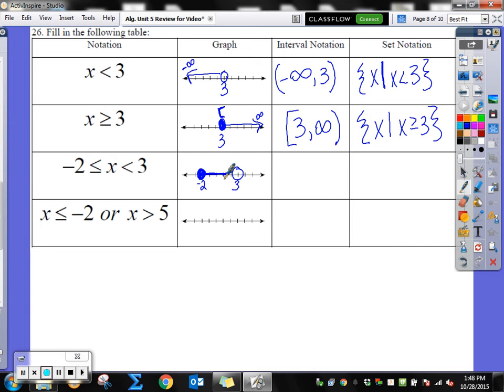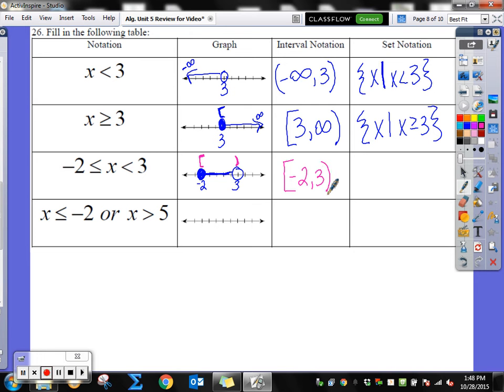Now for our interval notation, we need to realize at -2 it's going to be a bracket, and at 3 it is going to be a parenthesis. So I'm going from -2 to 3, and a bracket around -2 and a parenthesis around 3.